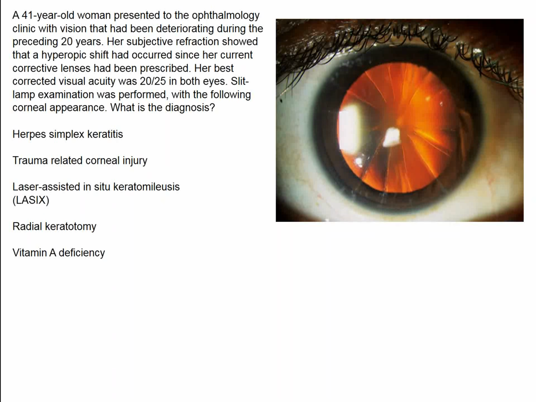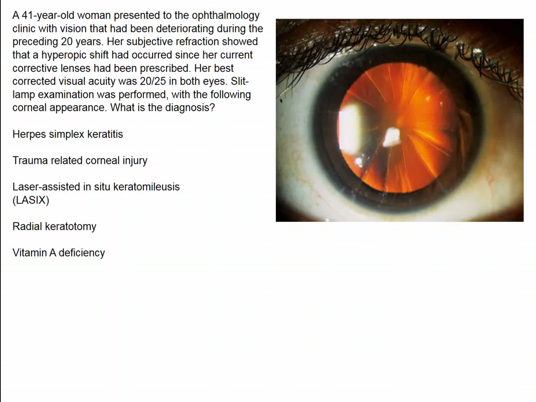Well, it's not herpes simplex keratitis because that's an acute disease and it looks quite different. This doesn't look like a foreign body or corneal injury. This is not vitamin A deficiency. So we're left with two procedures, and indeed these radial spokes that we see across the cornea here look man-made. This doesn't look like an illness.